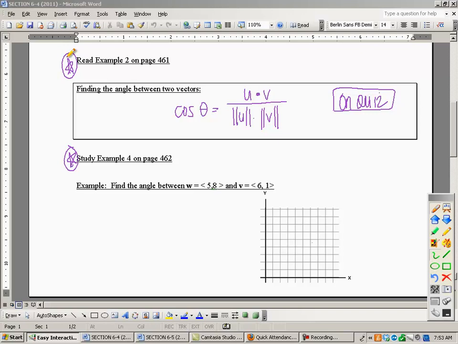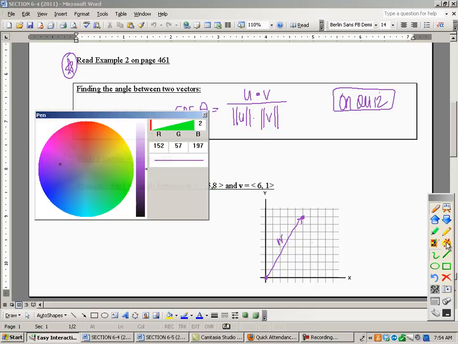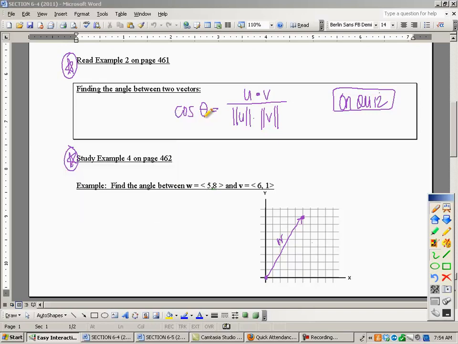Okay, we're going to find the angle between a vector w, or 5, 8, and 6, 1. Here's what I'm going to do. I'm going to start by drawing those. 5, 8 means you start at 0, and I go to the right 5, and up 8. My initial side goes to my terminal side. I'm going to label this w. And then I've got the vector 6, 1. Let me change the color so we can see the two vectors. If I start here, over 6, up 1, that's vector v.